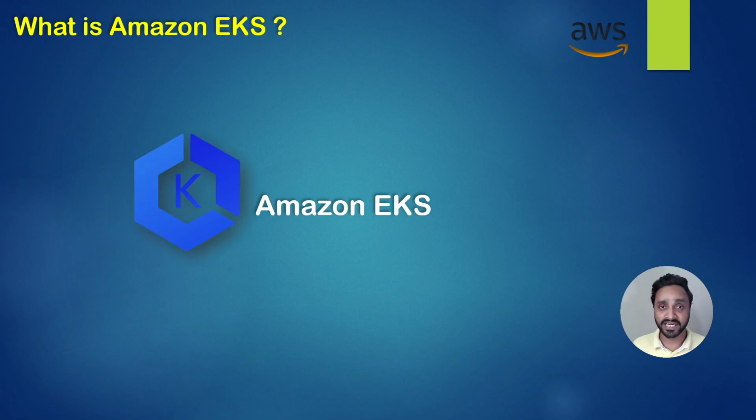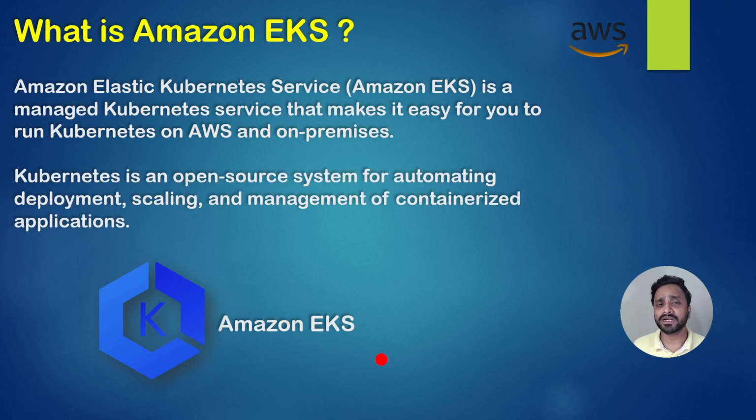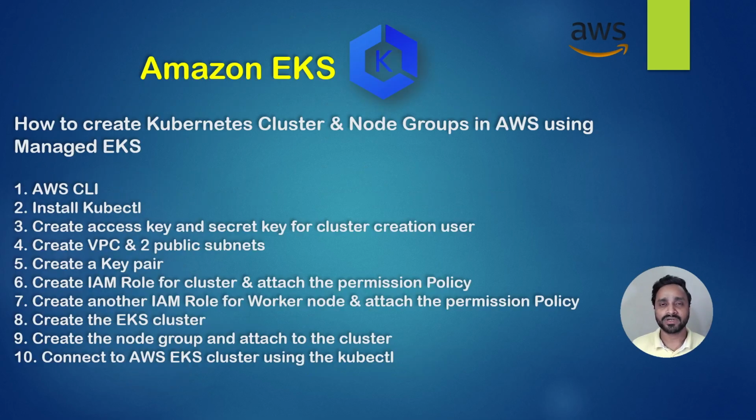Amazon Elastic Kubernetes Service is a managed Kubernetes service that makes it easy for you to run Kubernetes on AWS and on premises. And what is Kubernetes? Kubernetes is an open source system for automating deployment, scaling, and management of containerized applications. So in this video, we are going to see Amazon EKS practically: how to create a Kubernetes cluster and node groups in AWS using Managed EKS.